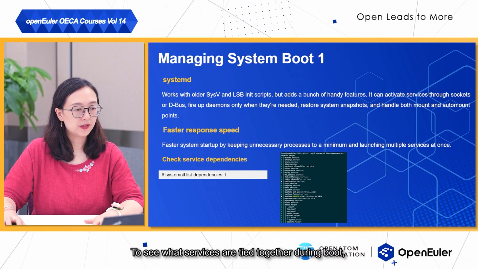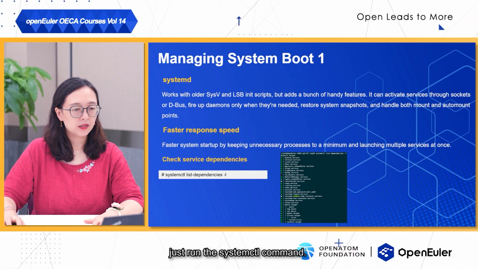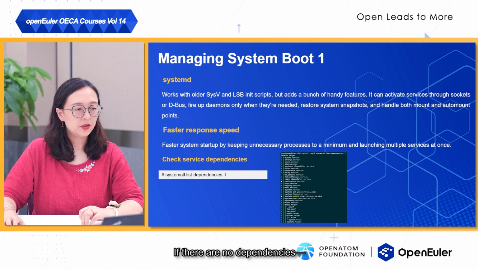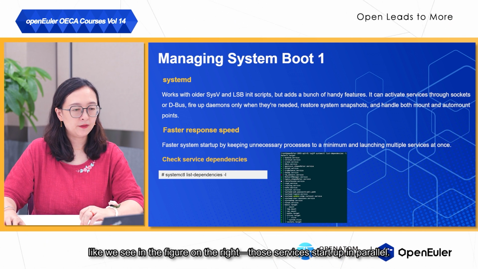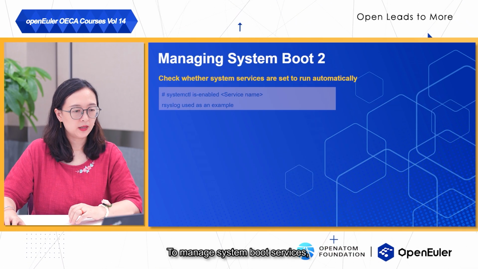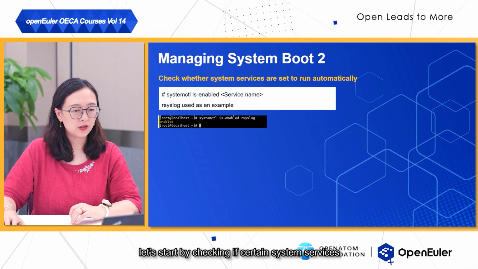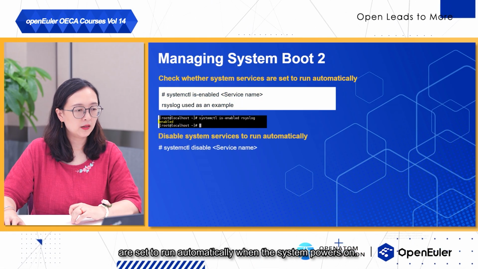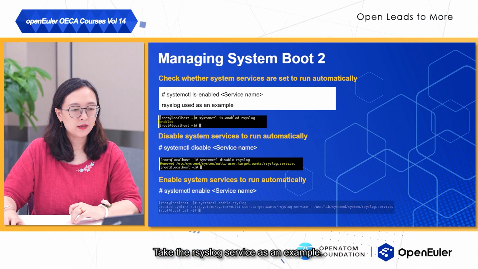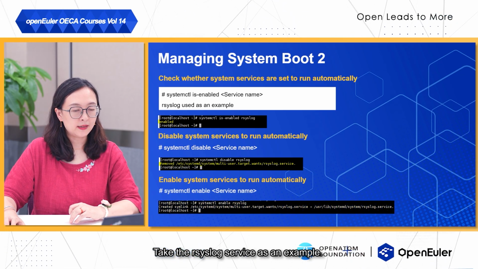To see what services are tied together during boot, just run the systemctl command. If there are no dependencies, like we see in the figure on the right, those services start up in parallel. To manage system boot services, let's start by checking if certain system services are set to run automatically when the system powers on. Take the rsyslog service as an example.